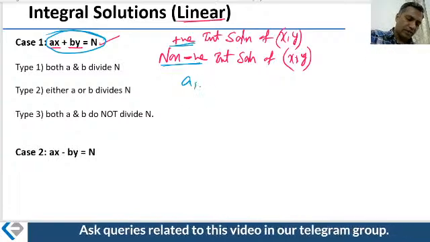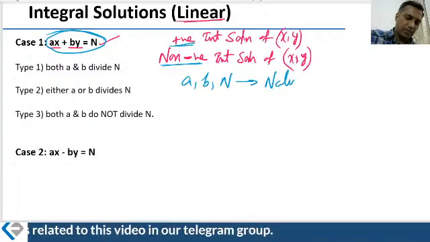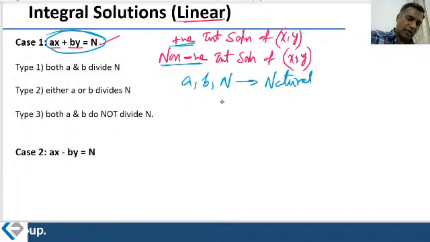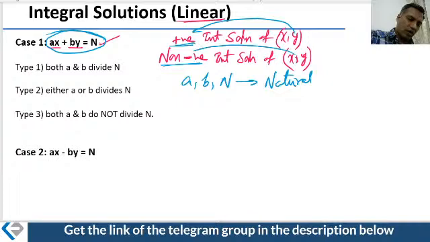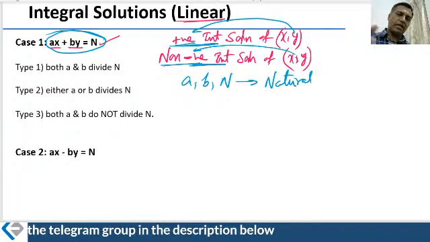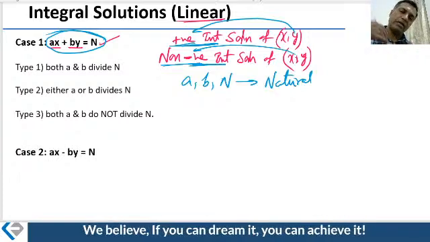A and b are positive natural numbers. Let me put it like this: a, b, n are natural numbers. Now, are x and y positive reals, or non-negative integers? Basically, we're talking about integers. A is an integer, b is an integer, n is an integer, and they are not just integers, they are positive integers. Now, what about x and y? I'm talking about x and y becoming integers, either positive integers or non-negative integers.